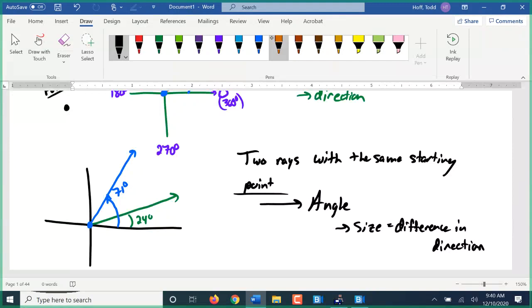So going back to this one, this does form an angle. The difference in direction is going to be 71 degrees minus 24 degrees, which is going to give us 47 degrees. So the angle formed between those two rays is 47 degrees. It's the difference in their direction. That is the formal definition of the size of an angle, the degrees of an angle.